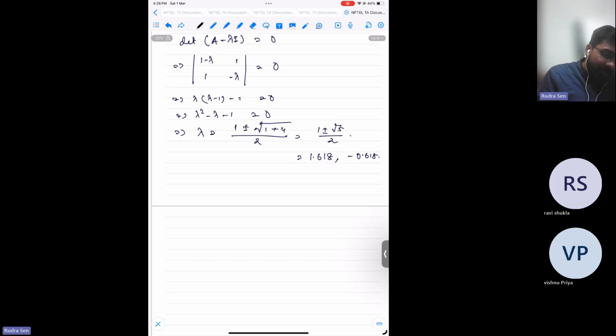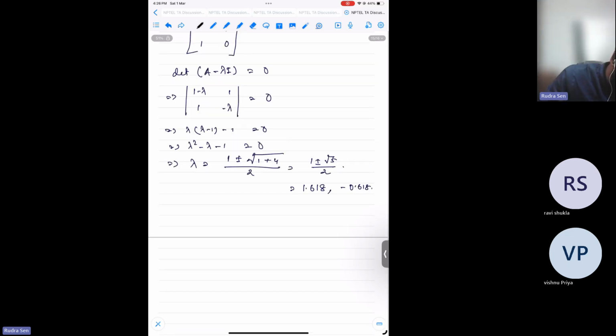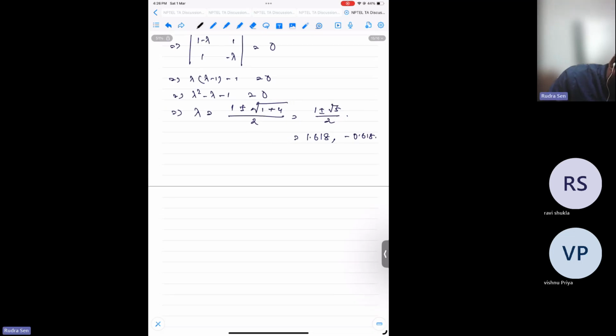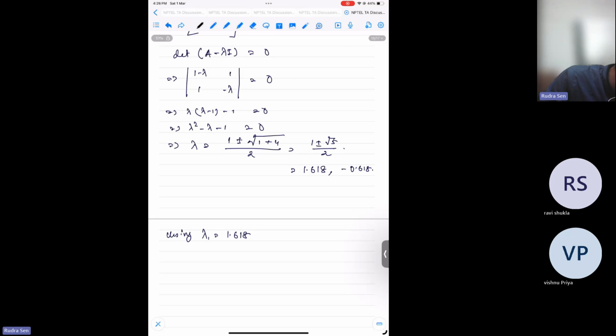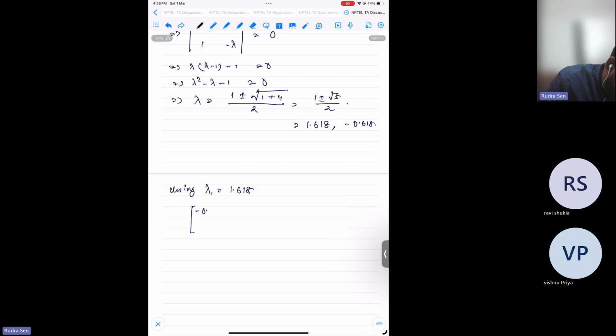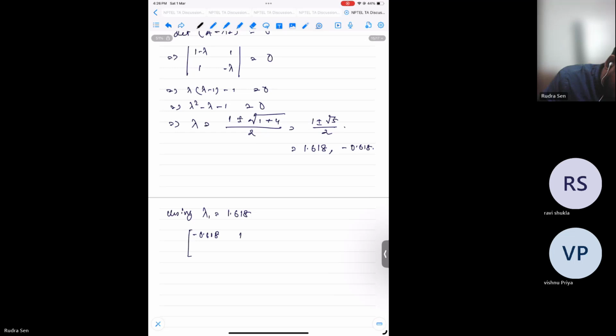Now you need to find out the eigenvector of those using this whole process. So using lambda 1 equals 1.618, we need to find out the eigenvector, right? So it's basically minus 0.618, 1, 1, 1 minus 1.618.